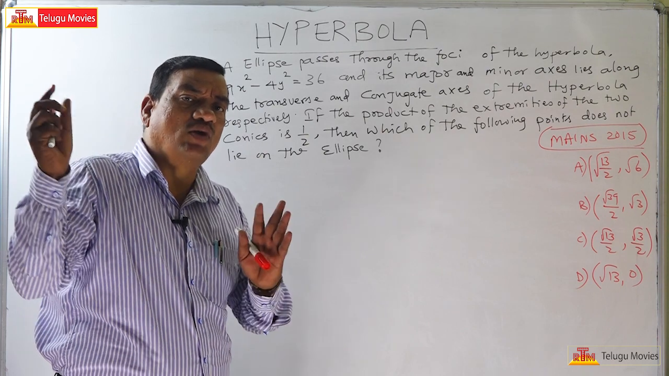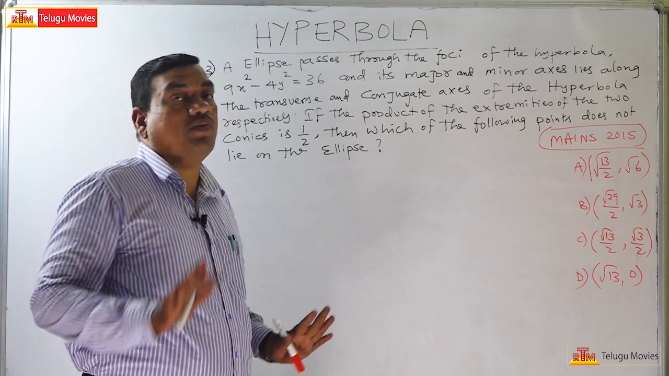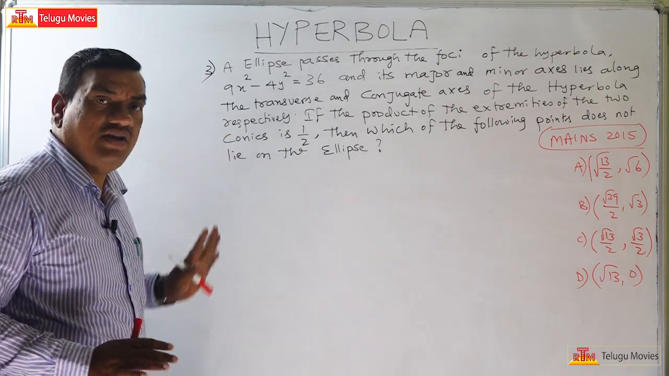Limit-type small problems will be there. Generally they won't even start reading the problem, but don't do that. This is a very, very easy problem.